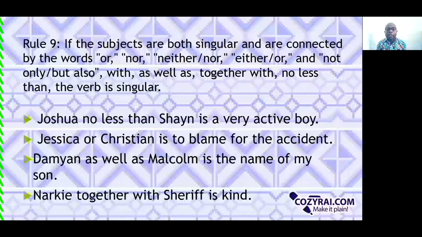Jessica or Christian is to blame for the accident. Jessica, one subject. Christian, another subject, joined with or. Both are singular, so the verb should be singular. So Jessica or Christian is to blame for the accident.